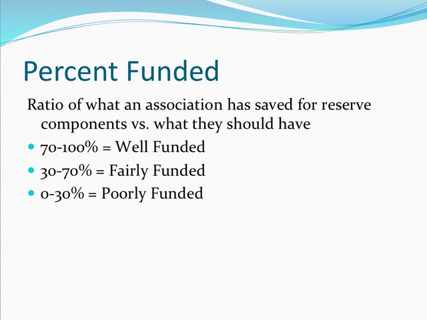In general, it is thought that the following describes an association when it comes to percent funded. 0 to 30% funded is considered poorly funded. 30 to 70% funded is considered fairly funded. And above 70% funded is considered well funded.